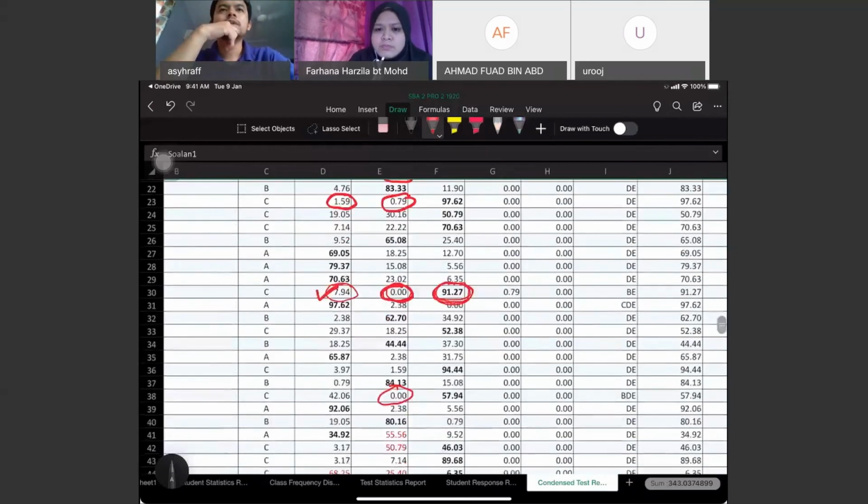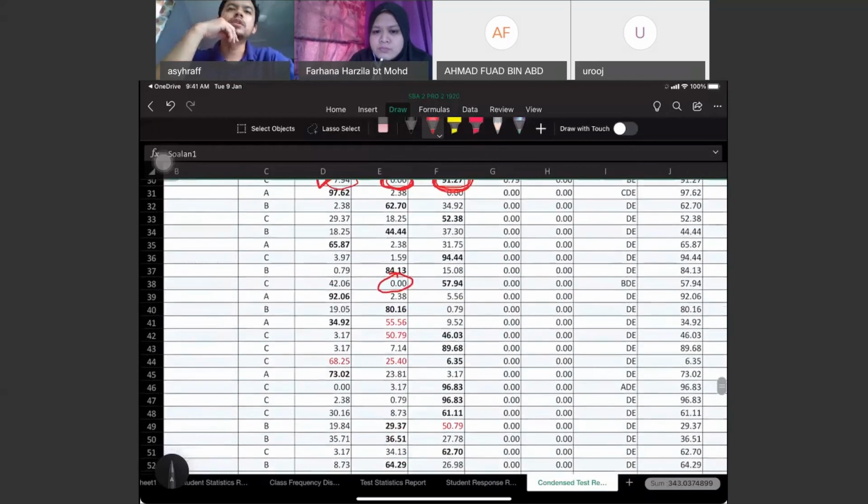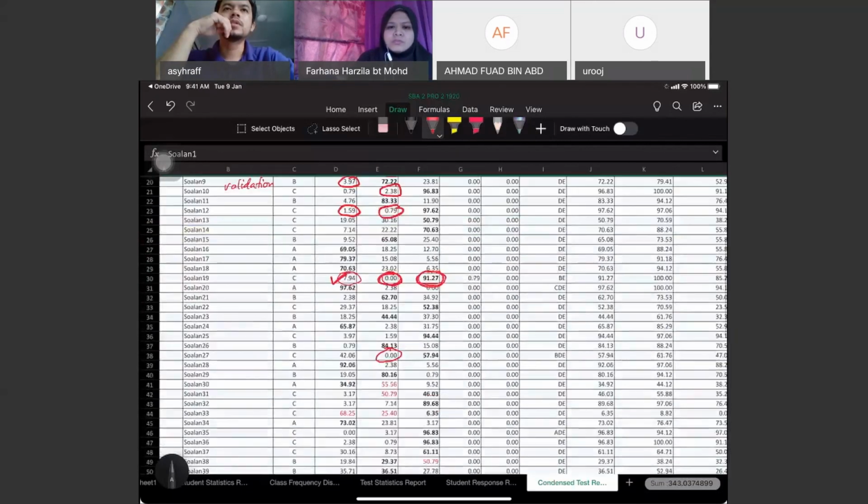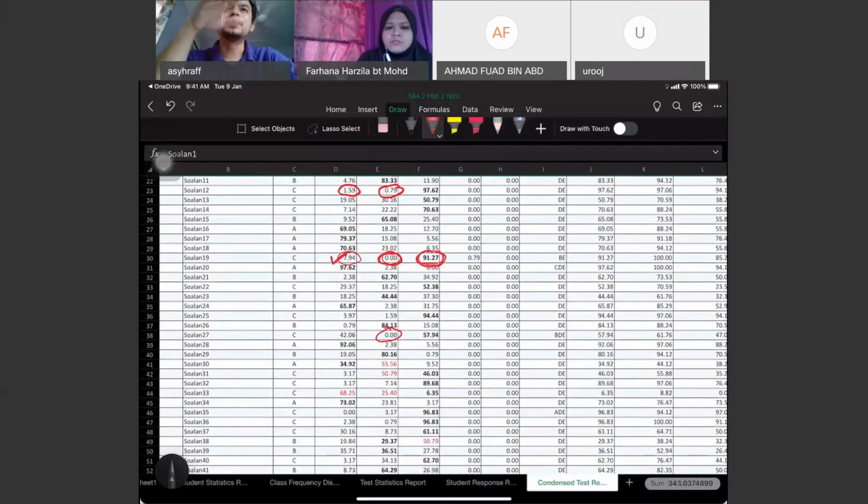How many students do we need as a minimum requirement to be able to do this? Good question. Let's say just me and Fana, then 50-50, cannot lah. No. I think if only two of you, I cannot do item analysis.